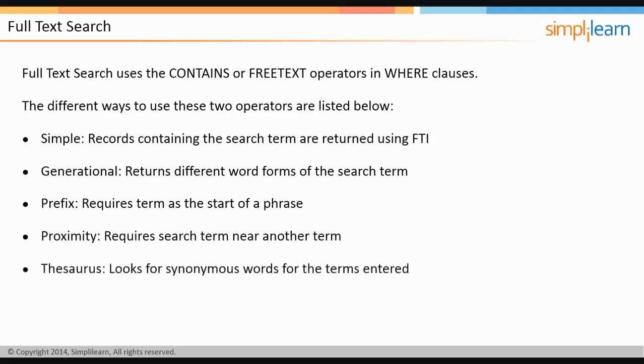The thesaurus method looks for synonymous words for the terms entered. The weighted method allows entering multiple terms and giving them weightages for being returned in the results. As you can see, there are many different ways that FTI and FTS can work together to give values back.